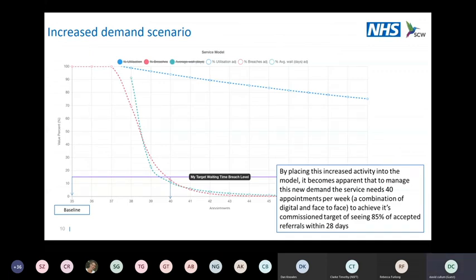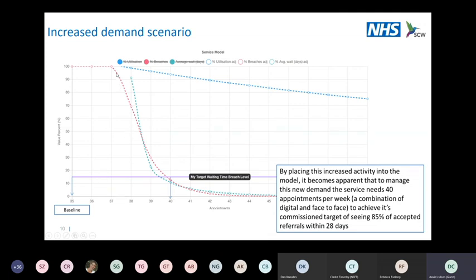By placing this increased activity into the model, it becomes apparent that to manage this new demand, the service needs 40 appointments per week. And it had 35, started off with 35, which you can see at the far left, marked baseline. But with that increased demand from 4.8 referrals a week to 6 referrals a week, if you're going to meet and see 85% of referrals within 28 days, you're going to need to provide an extra 5 appointments a week.